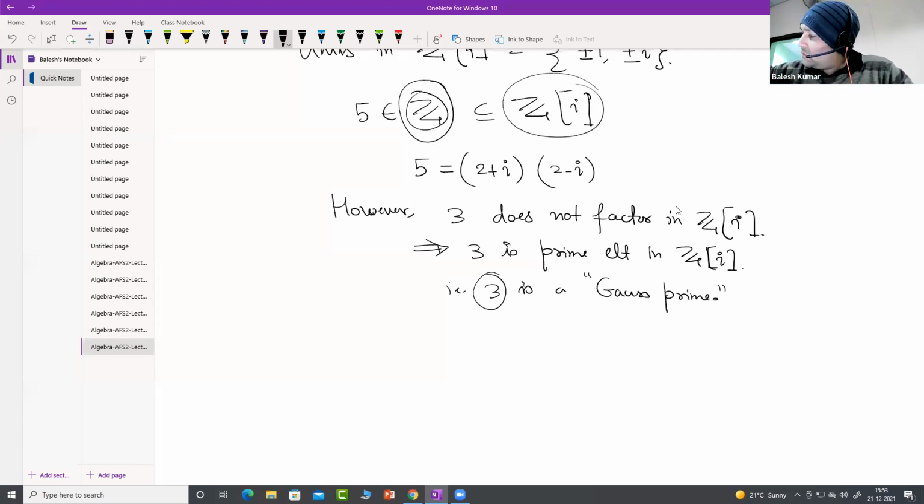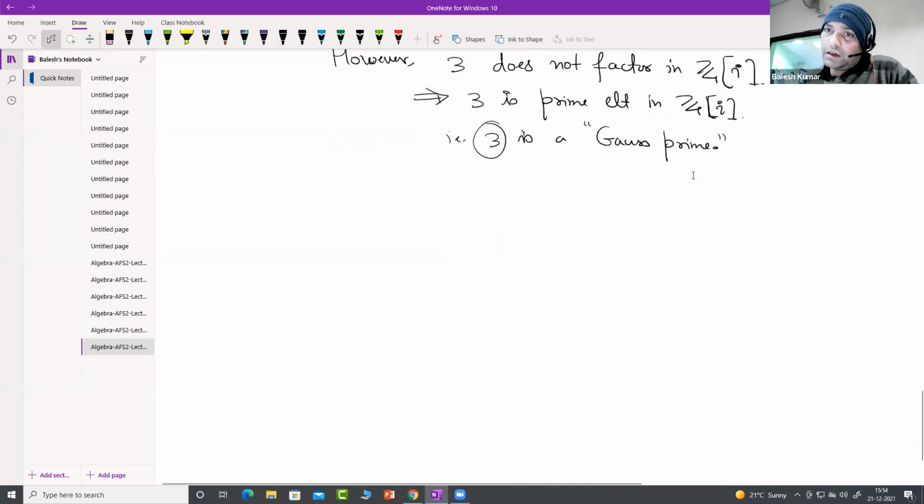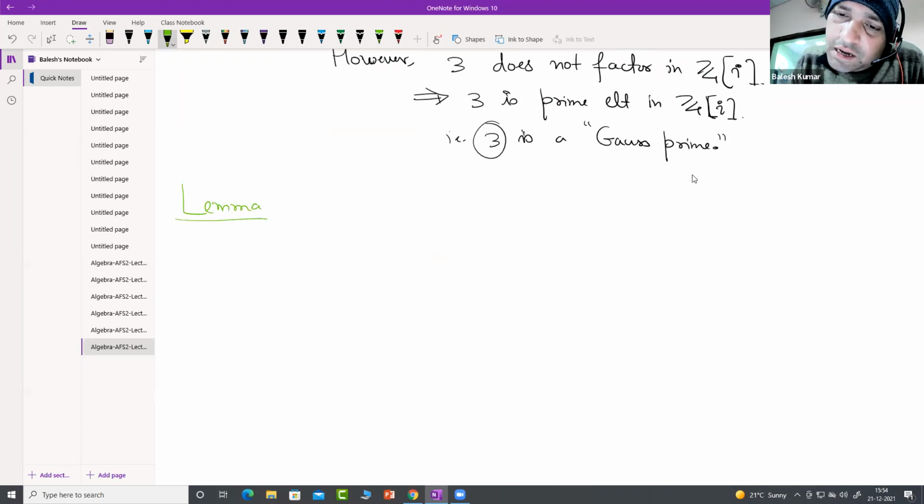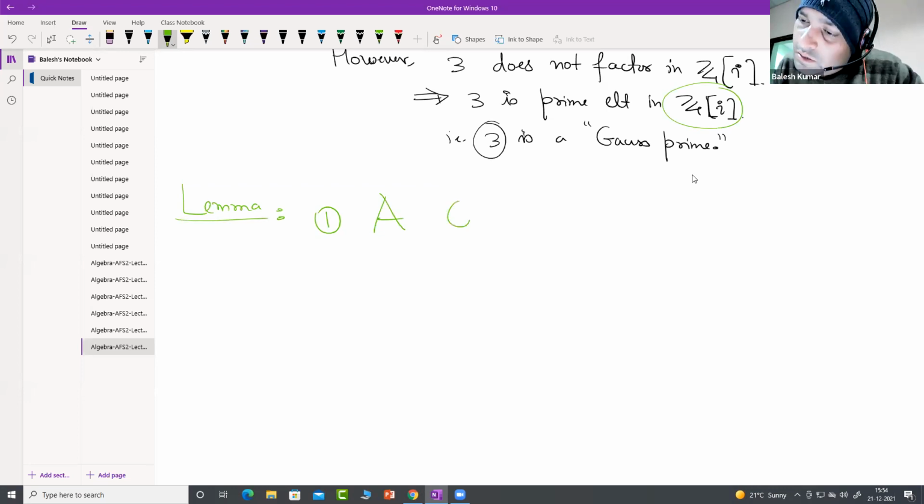Before that, let me just quote one lemma, which is very easy, and one can prove it very easily. This is about divisibility inside Z[i]. The first part is that if you have an element inside Z[i], I mean the elements of the ring Z[i] we will call a Gauss integer. So let me write down a Gauss integer.